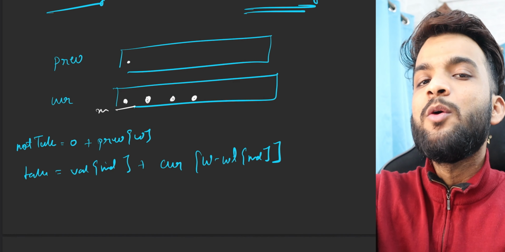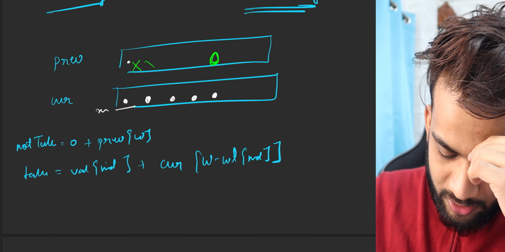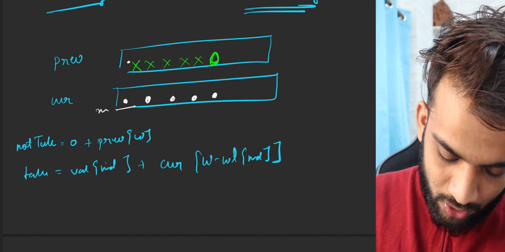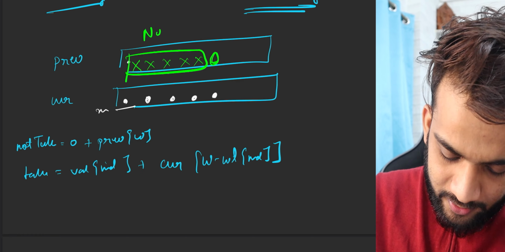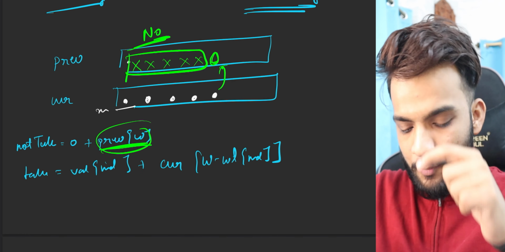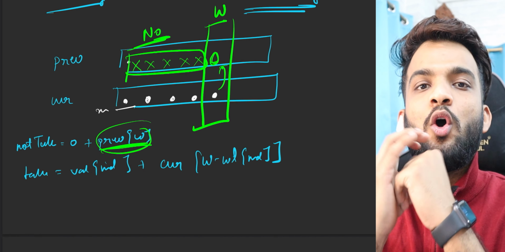Now a simple question to you is, whenever you're trying to compute, let's say this one, apart from this, are you requiring any of these others? And the answer is no. Why? Because we are just requiring the same column.